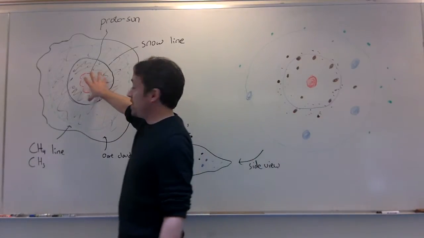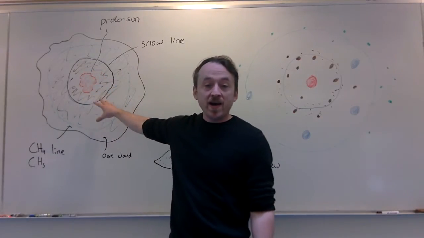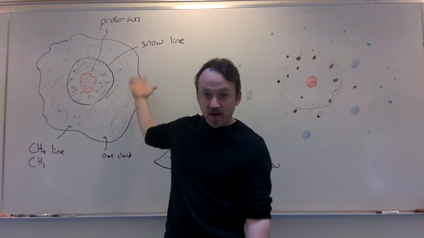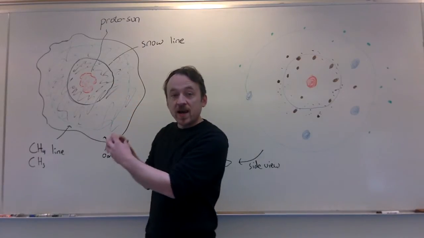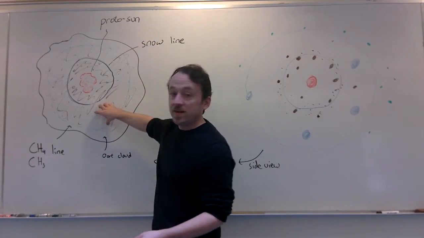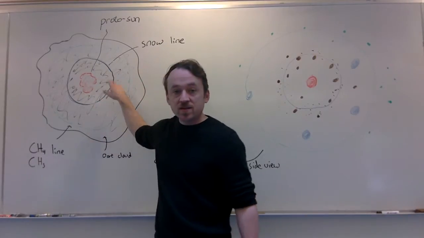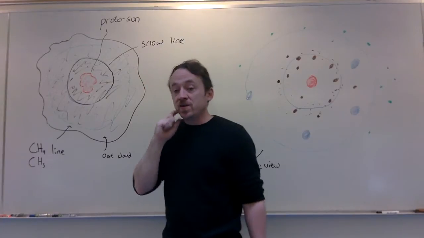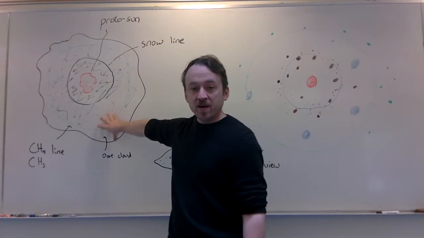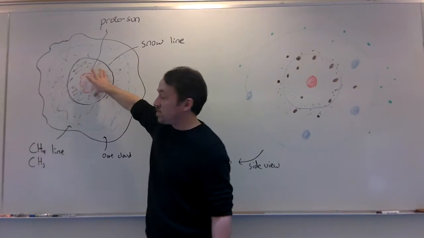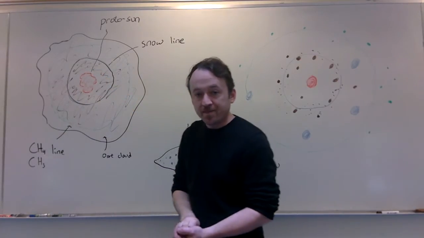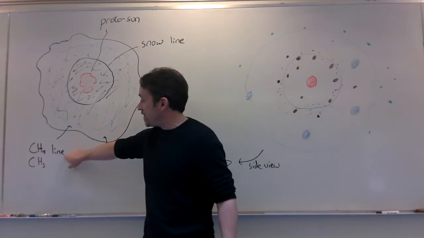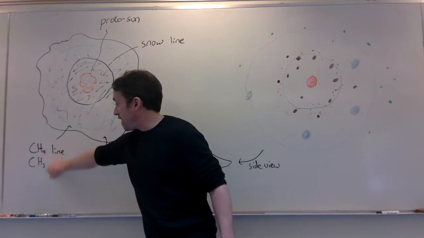In the interior of this line, water can't form ice because the radiation is too intense and it heats up too quickly and forms a vapor, if you will. So it has to condense into a solid, and in order to do that, it has to be a certain distance away from the center, from the hot protostar. This has important implications as to why we see bigger and less dense planets out here and smaller, more dense planets on the interior. I also indicated on here the CH4 line and the CH3 line. This stands for methane, this stands for ammonia.